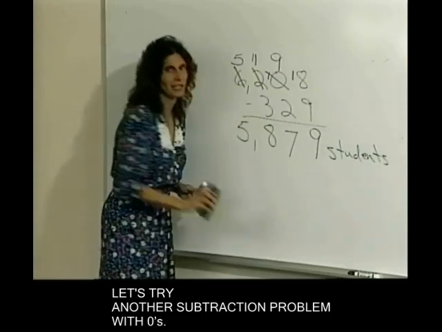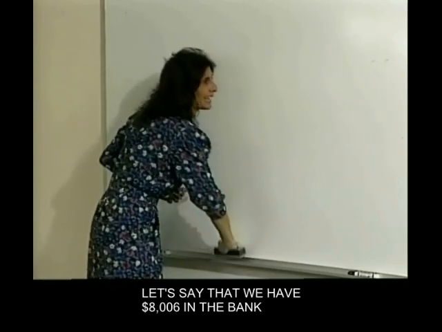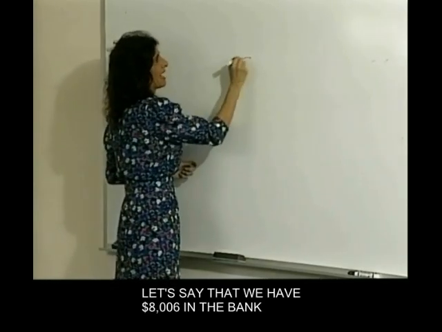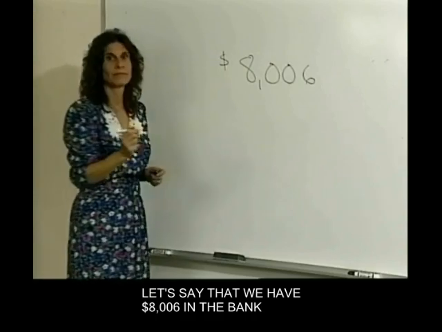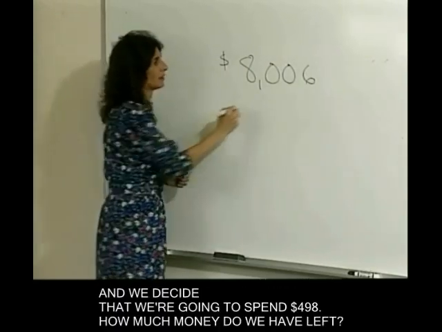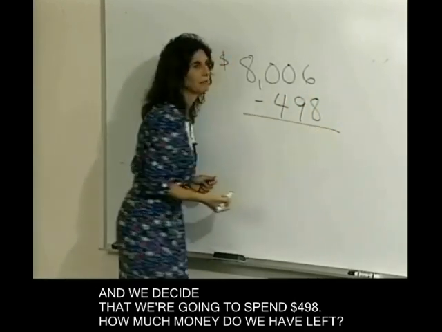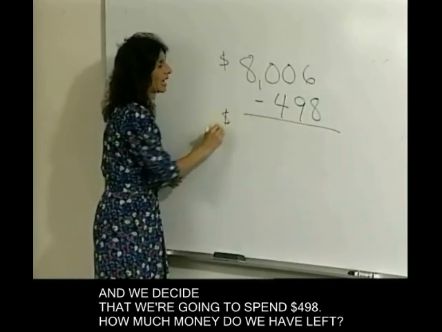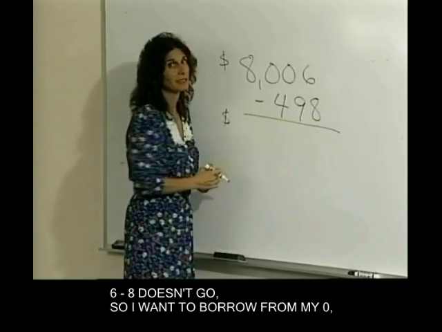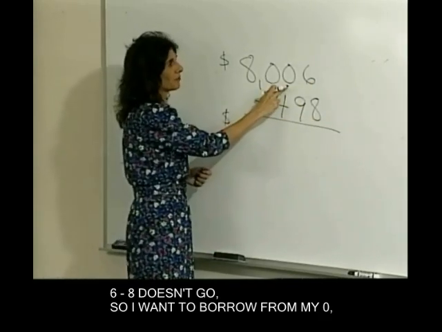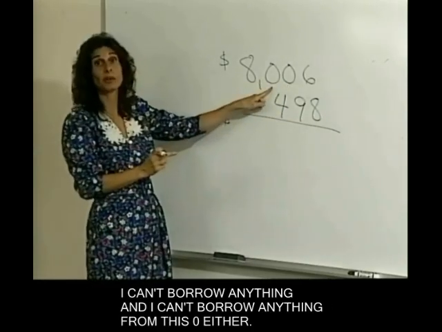Let's try another subtraction problem with zeros. Let's say that we have $8,006 in the bank, and we decide that we're going to spend $498. How much money do we have left? What I have to do is I have to subtract. 6 minus 8 doesn't go. So I want to borrow from my 0, but that's 0. That's nothing. I can't borrow anything, and I can't borrow anything from this 0 either.